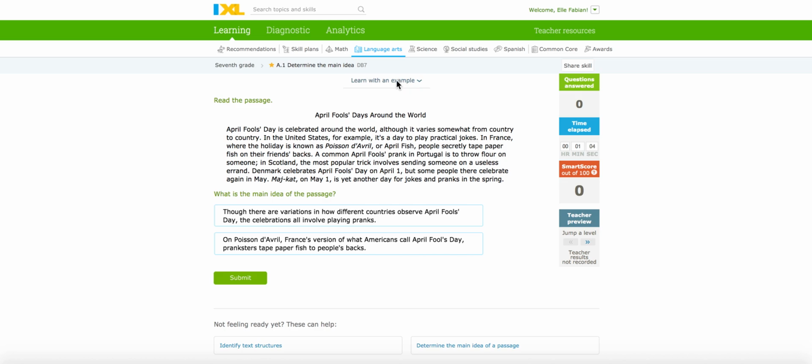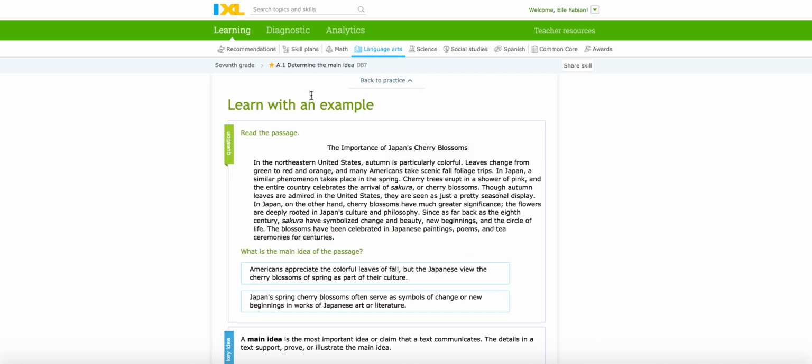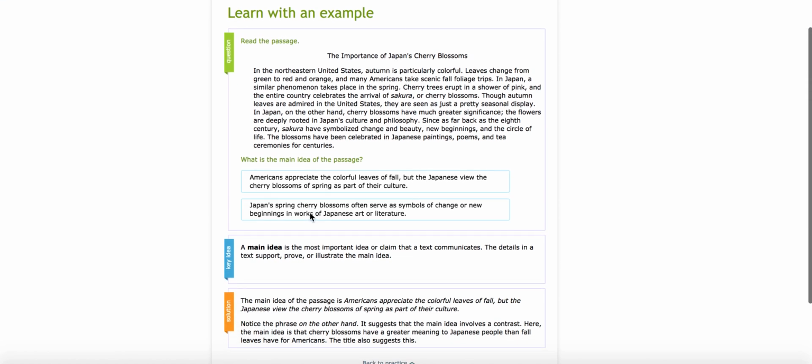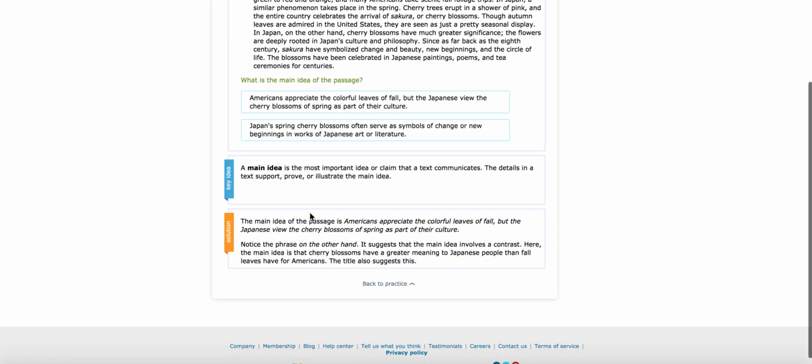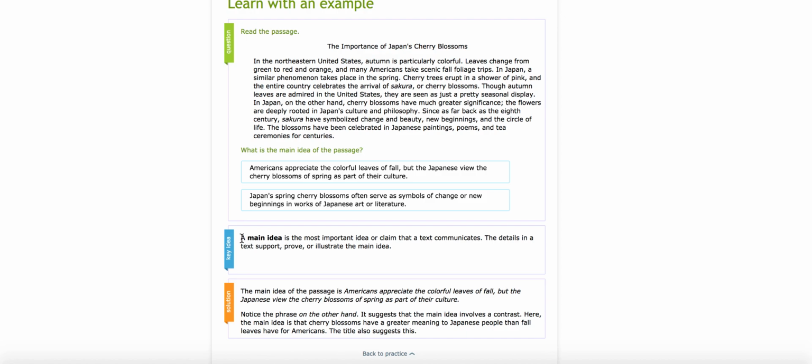So in the skill, I'm going to click Learn with an Example. Learn with an Example shows me the question and the passage that I'm working on, the key idea, and the solution. So the first thing I'm going to do is look at the key idea.